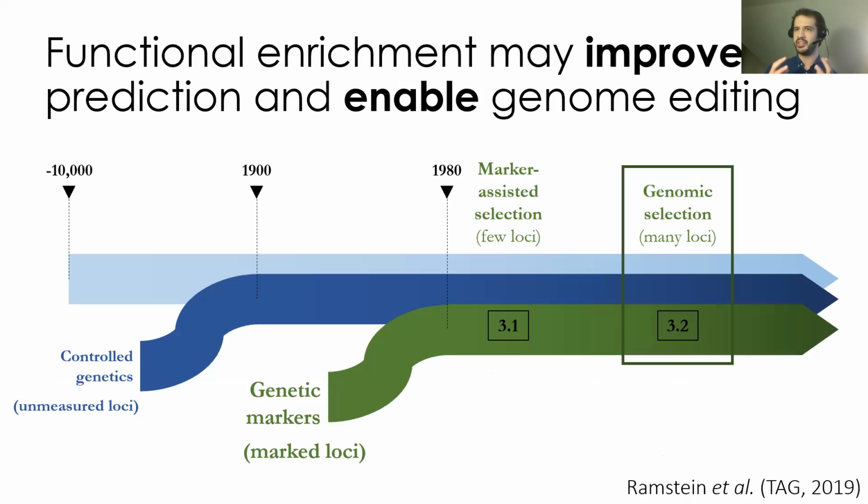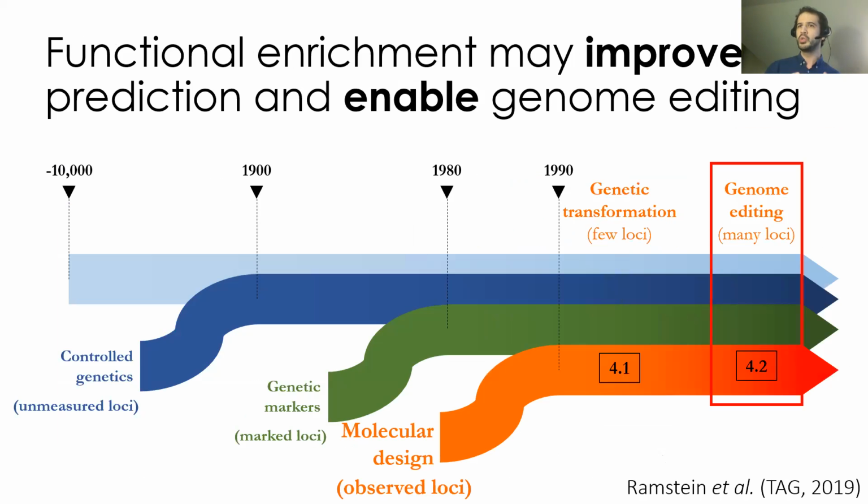And so this method that I described based on functional enrichment could be useful in genomic prediction applications, but it could also be useful for selecting a set of candidate variants to then improve a plant variety through techniques based on molecular design, such as genome editing for many loci simultaneously.